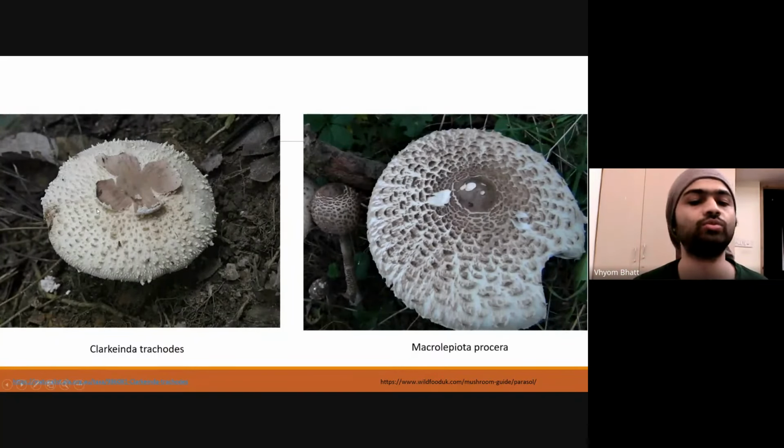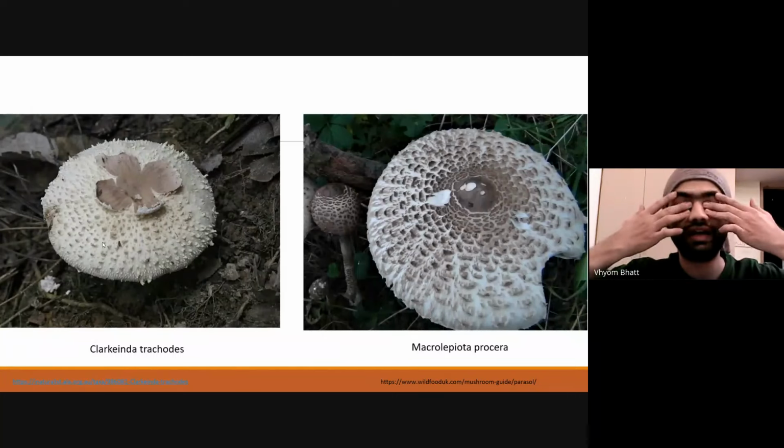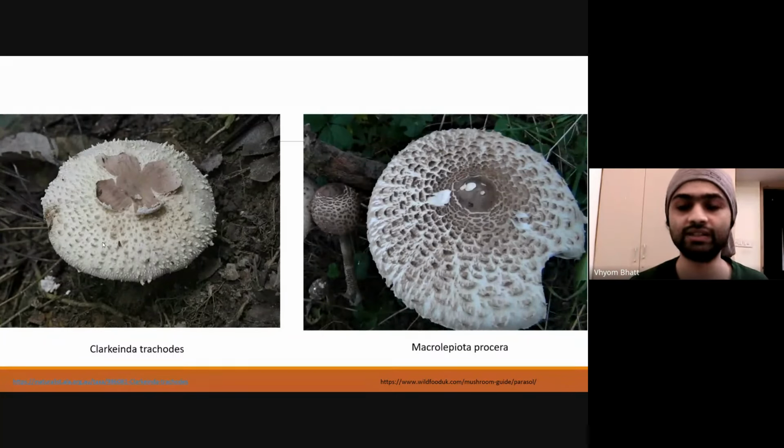On the left, you see this mushroom, which is Clarkeinda trachodes, which is a poisonous mushroom, and to an unaided eye or to someone who is not very experienced, this can look very similar, okay, but it's not. The left one is a poisonous one and the right one is a delicacy. It's enjoyed by people eating. They enjoy Macrolepiota procera. Even I have eaten it. A lot of people who enjoy foraging mushrooms would have eaten this mushroom. And a lot of people also get confused with this mushroom and they forage the wrong mushrooms, which are poisonous, which I will also cover in some time.